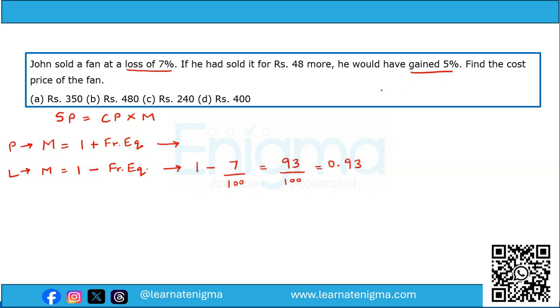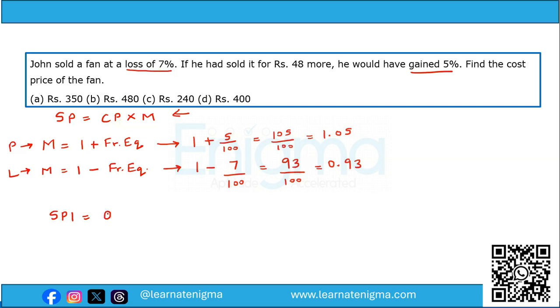Now we have your 5% profit. So it becomes 1 plus 5 upon 100. That is 105 upon 100. So 1.05. Now using these multipliers with this formula, selling price 1 will be the loss of 7%.